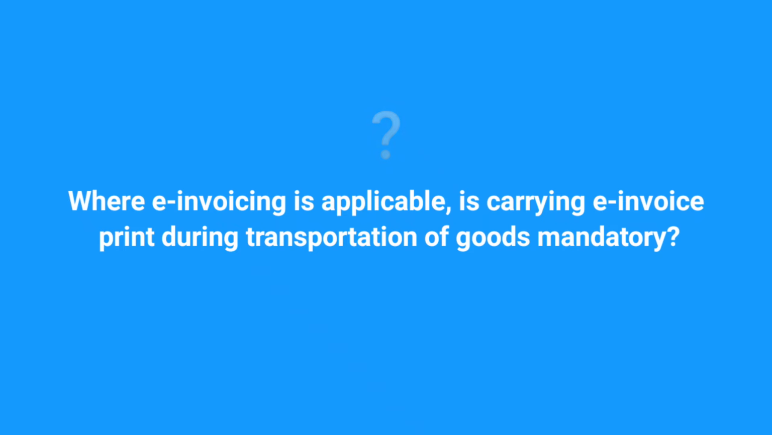Where e-invoicing is applicable, is carrying an e-invoice print during the transportation of goods mandatory? No. As per Rule 138A Sub-Rule 2 of the CGST Rules, where e-invoicing is applicable, the QR code having an embedded IRN in it may be produced electronically for verification by the proper officer instead of a physical copy of such tax invoice.